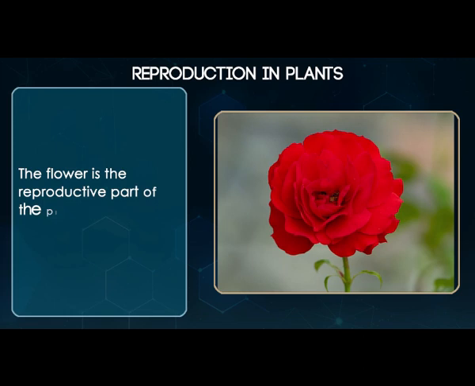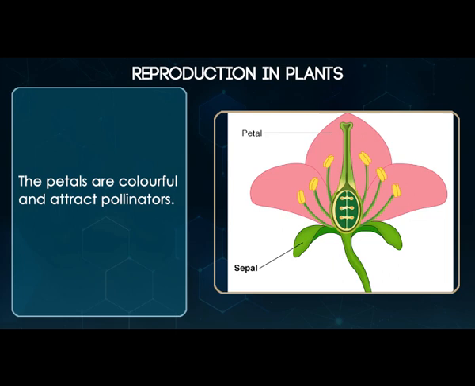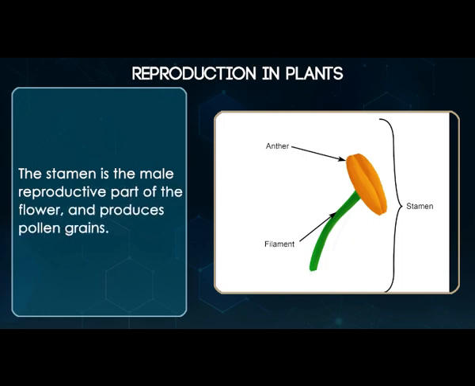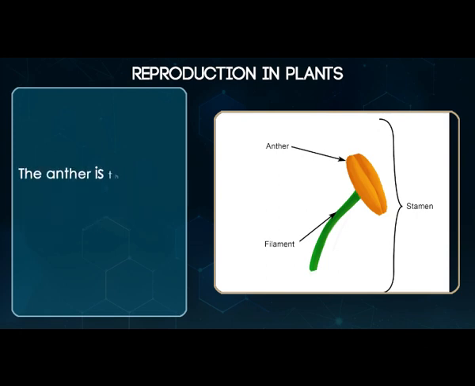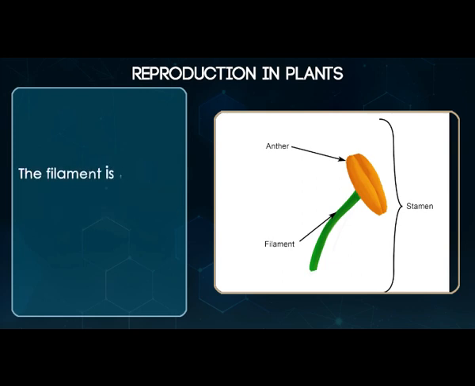The flower is the reproductive part of the plant. The sepals protect the flower when it is a bud. The petals are colorful and attract pollinators. The stamen is the male reproductive part of the flower and produces pollen grains. The anther is the part of the stamen that produces pollen grains. The filament is the stalk that supports the anther.